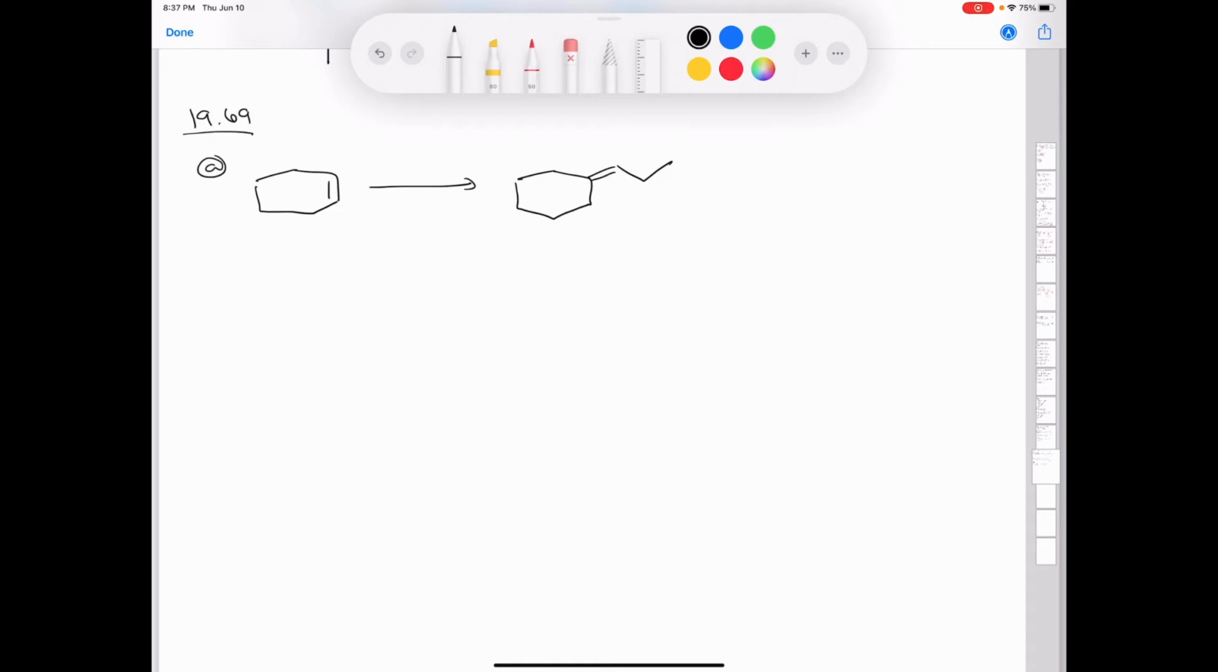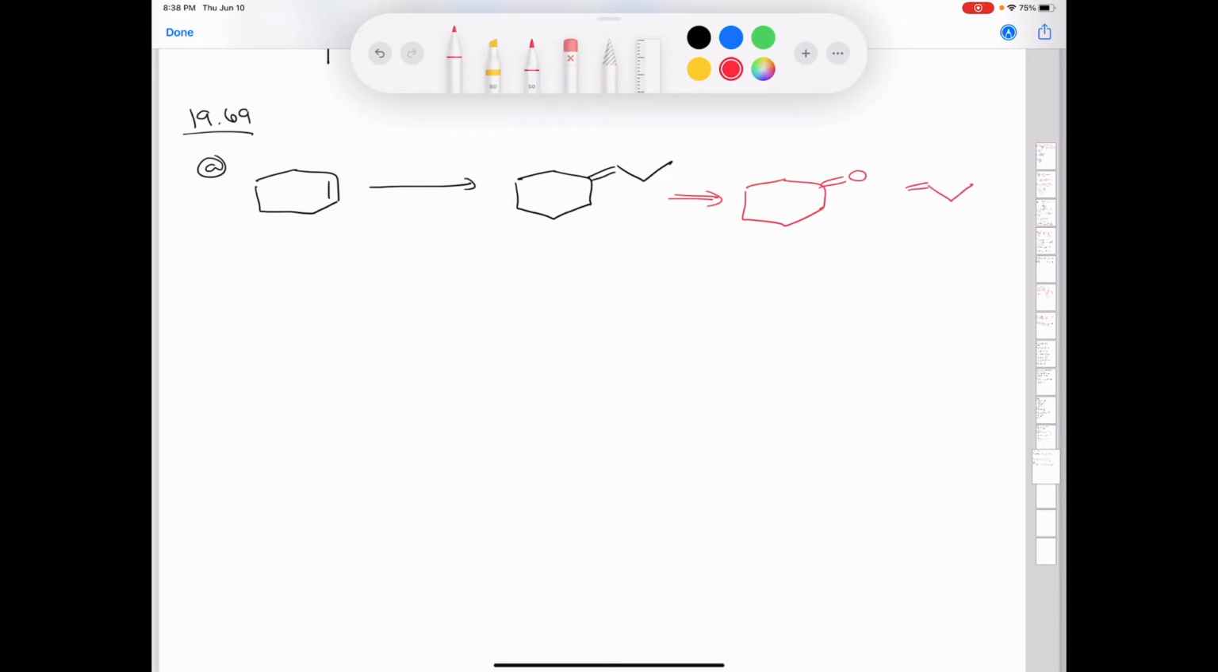Okay, question 19.69, propose an efficient synthesis for each of the following transformations. We're changing the carbon skeleton. We're starting with 6 carbons and we're ending up with 9 carbons. And so what I'm thinking in terms of retrosynthesis is if we could make a cyclohexanone, then we could just do a Wittig, if we had the right Wittig reagent.